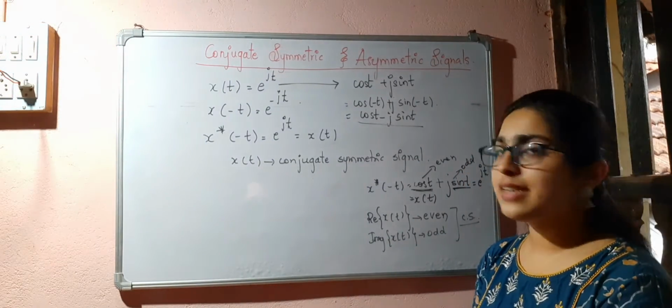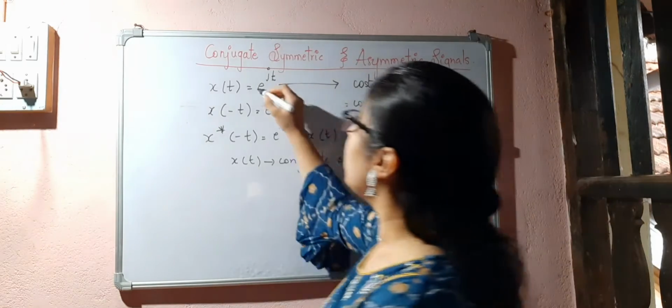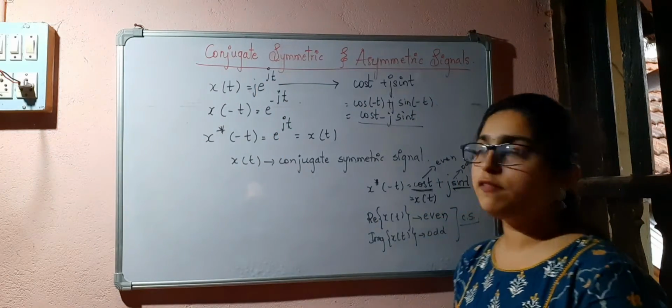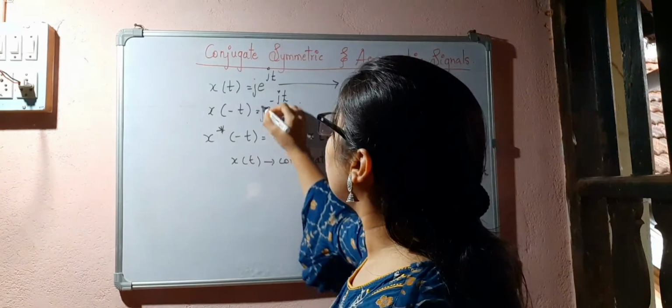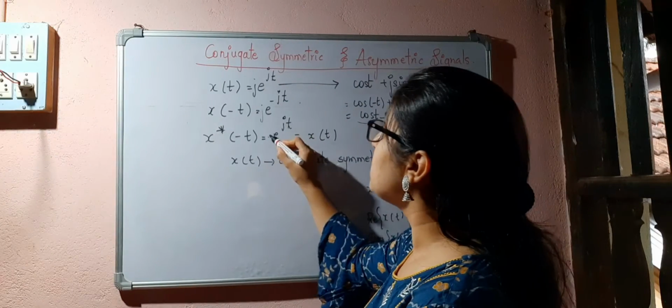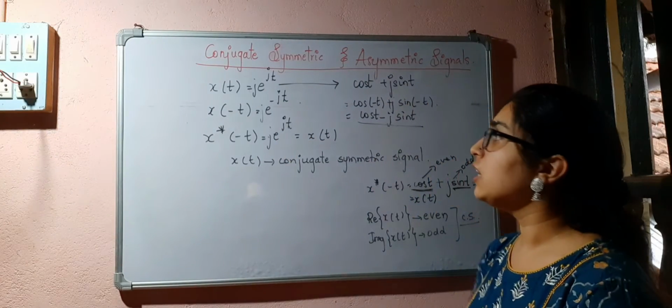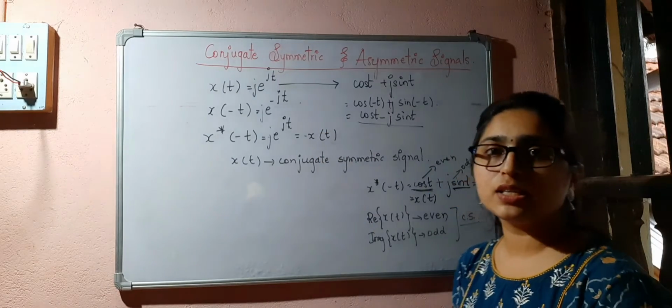Okay, so let us take another example and see. Here I will take j e to the power of jt. So what does it become? Minus j e to the power of jt. So this is nothing but minus x of t.